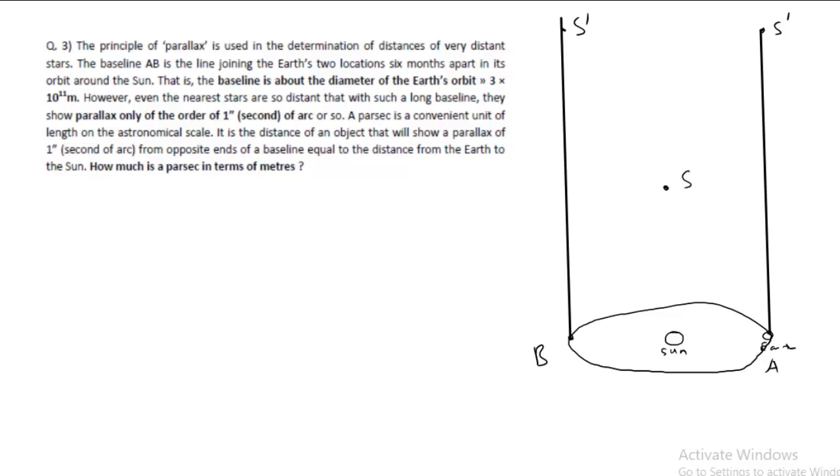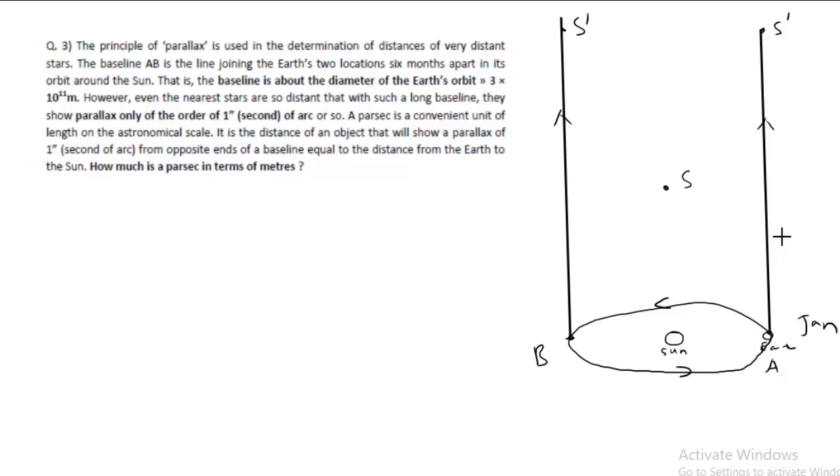So earth is at a position maybe in the month of January, and after 6 months earth is exactly at the diametrically opposite position B, because earth is revolving around the sun like this. And though earth has changed its position, the star S dash appears to be at the same location whether you are observing it from A position or B position. But the star S, which is much closer than S dash to the earth, has shifted its position.